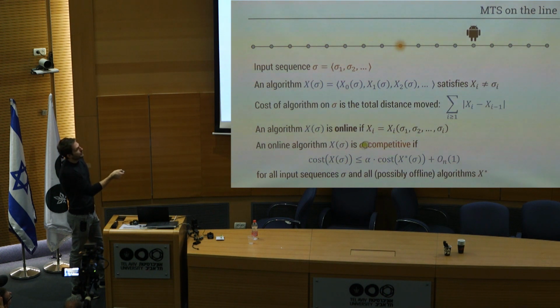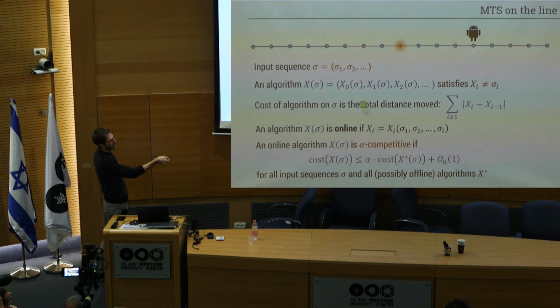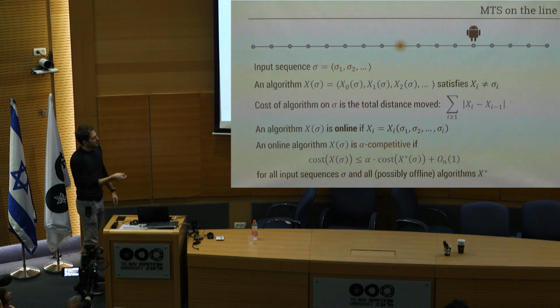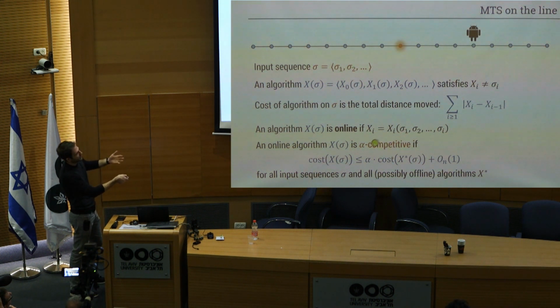Your algorithm is alpha competitive if on every input sequence sigma, your cost is at most alpha times the cost of, say, the best offline algorithm, which is the best algorithm in terms of cost if you can see the entire input sequence in advance. And you're allowed to have some additive constant that possibly depends on the number of points. Okay? So the important thing is, think about this thing as running for a long amount of time. So the important thing here is the multiplicative factor.